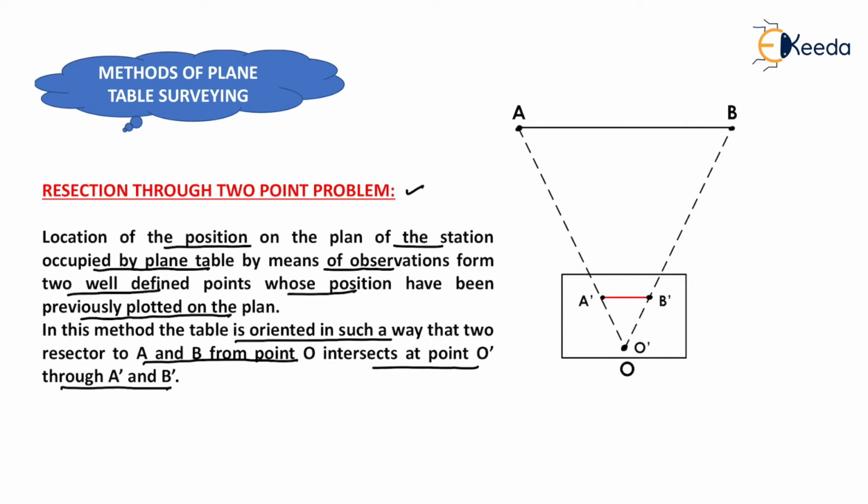So in the 3-point problem and the 2-point problem, we place the plane table board on the unknown station O. These two are the only methods in which we can place the plane table board as well as the plane table sheet on the unknown station. Okay students.